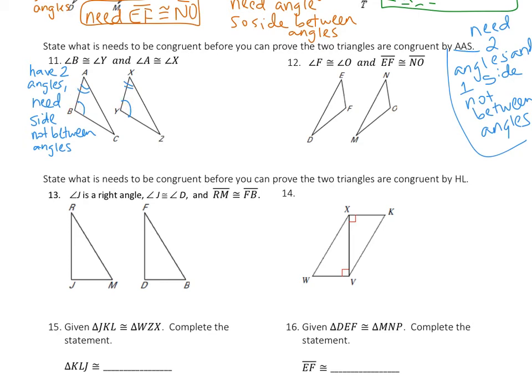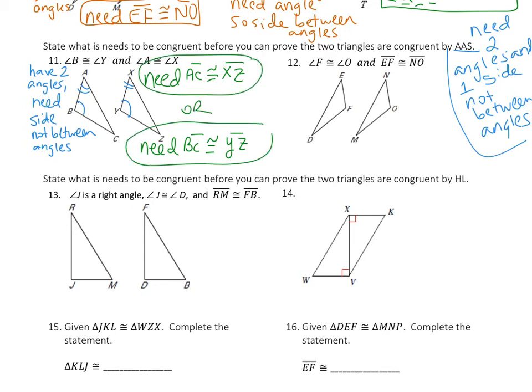So I actually have 2 choices. I could either use segment AC is congruent to XZ, or I could say that BC is congruent to YZ. Either of those would work because in both situations it would make it where it's angle, angle, side.